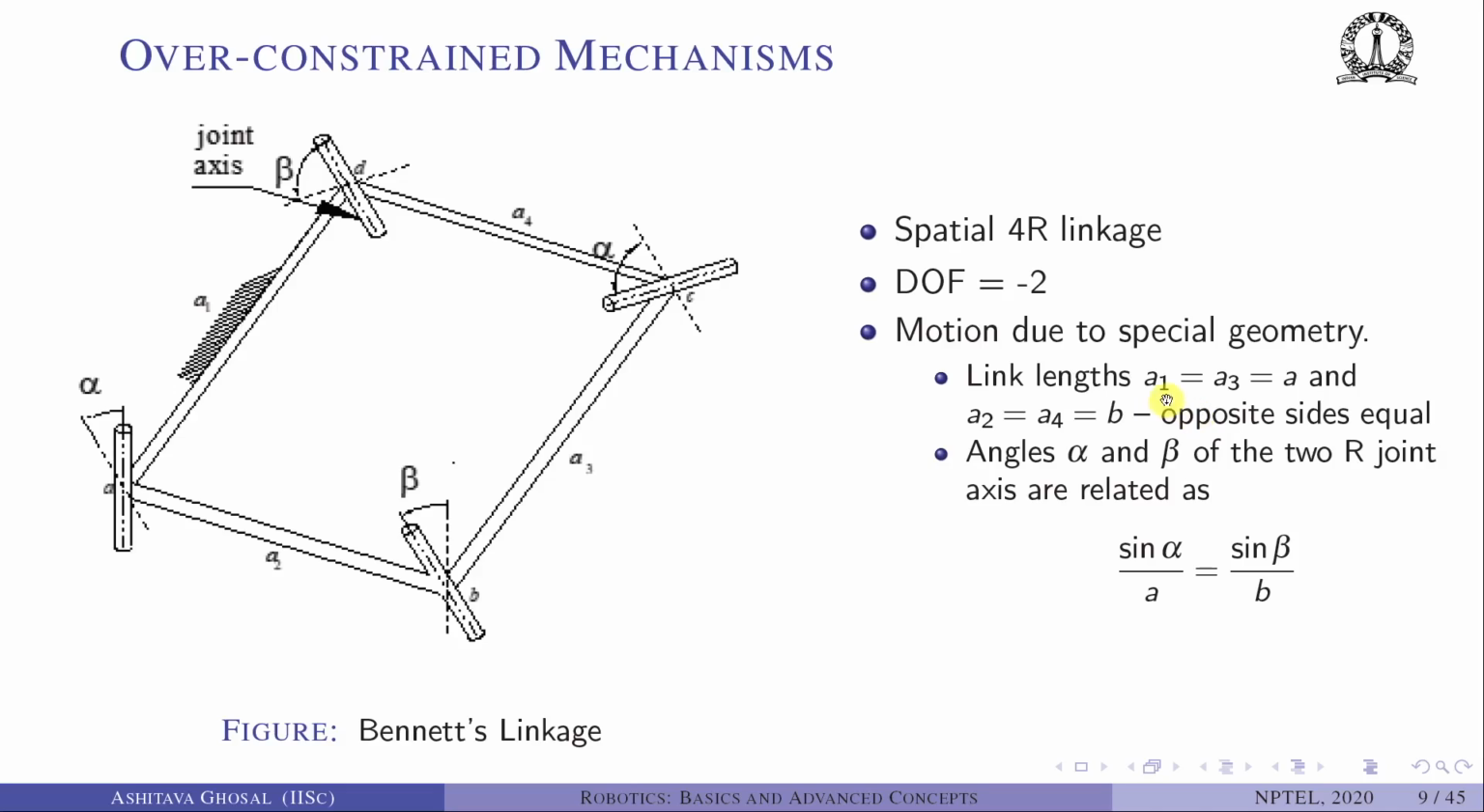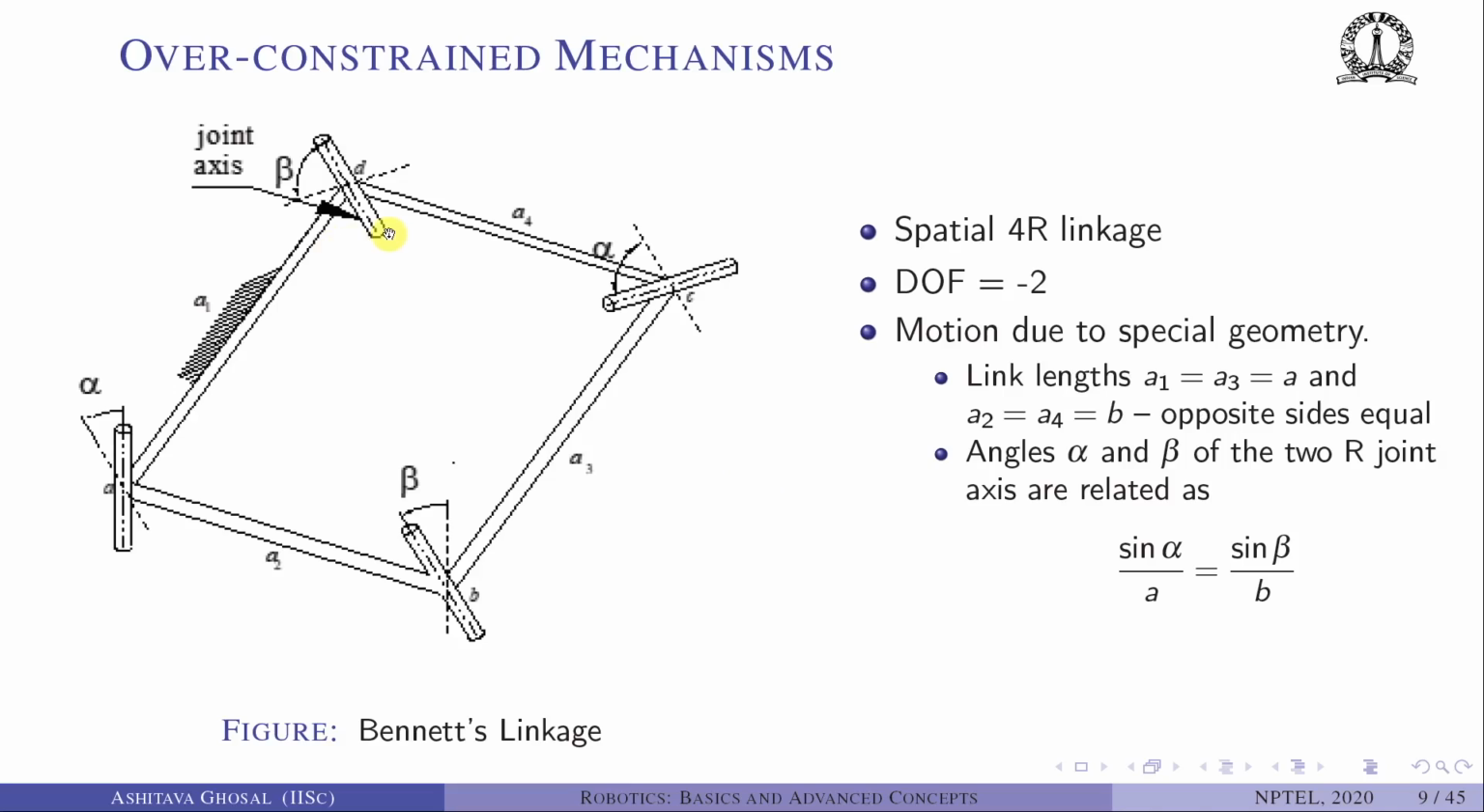So this A1 and A3, the opposite sides are equal, A2 and A4 are equal. Okay, and these angles which these joints make, so this is beta, this is alpha, this is also alpha. And sine alpha by A is equal to sine beta by B, where A is A1 and A3, and B is A2 and A4. Okay, so only because of this very special geometry, very special arrangement of the joint axes, it will move.